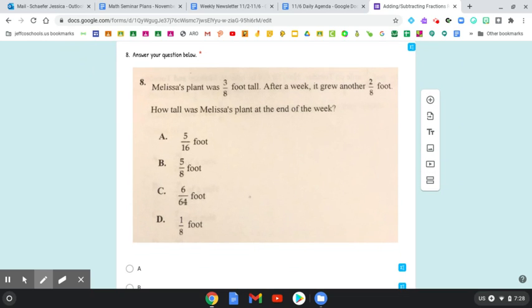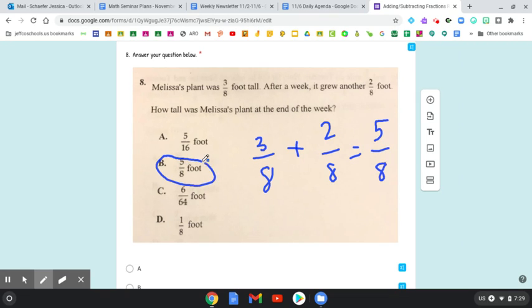Number 8, Melissa's plant was 3/8 of a foot tall. After a week, it grew another 2/8 of a foot. How tall was Melissa's plant at the end of the week? So it was 3/8. It grew another 2/8. So 3/8 plus 2/8 is going to make it 5/8. Remember, denominators stay the same, so 5/8 of a foot.